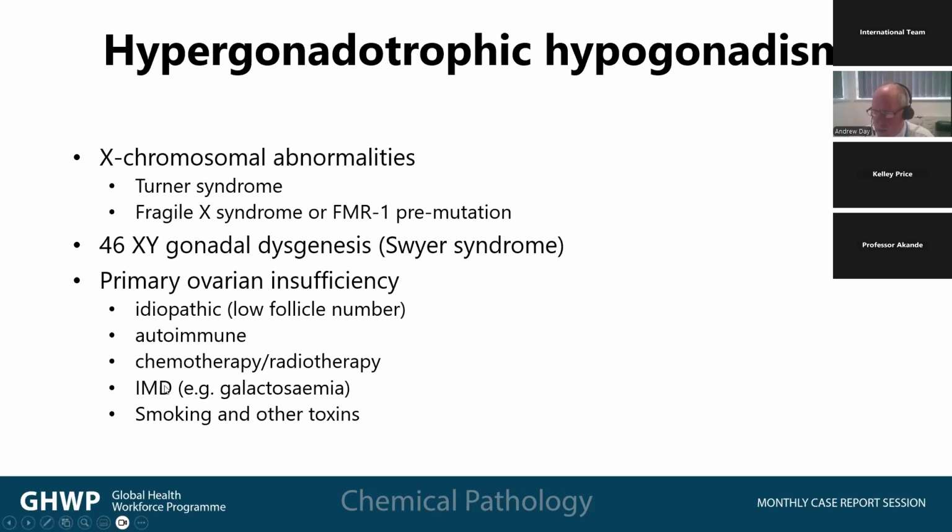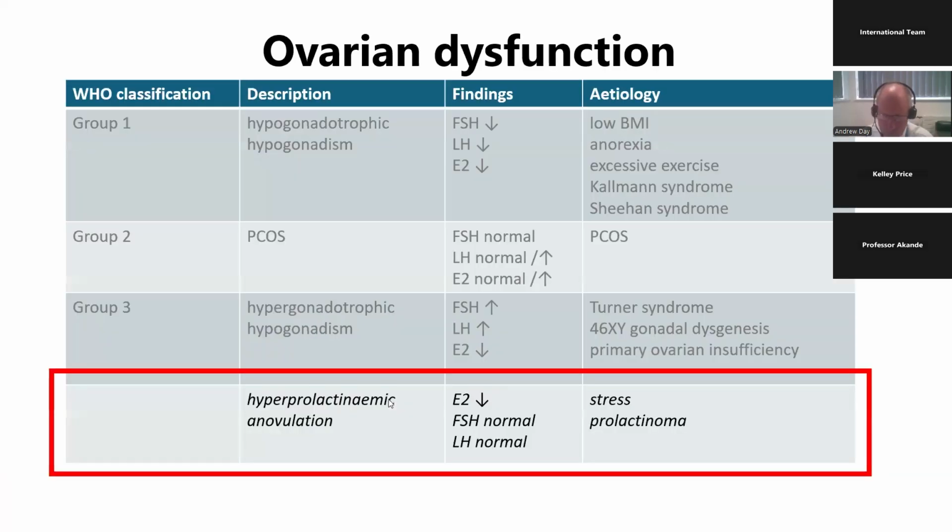There are a few inherited metabolic disorders. The one I think you should remember is galactosemia, where there is replacement of normal ovarian tissue. Smoking damages the ovaries, as do other toxins. And then we come on to hyperprolactinemia. Estradiol's likely to be low.